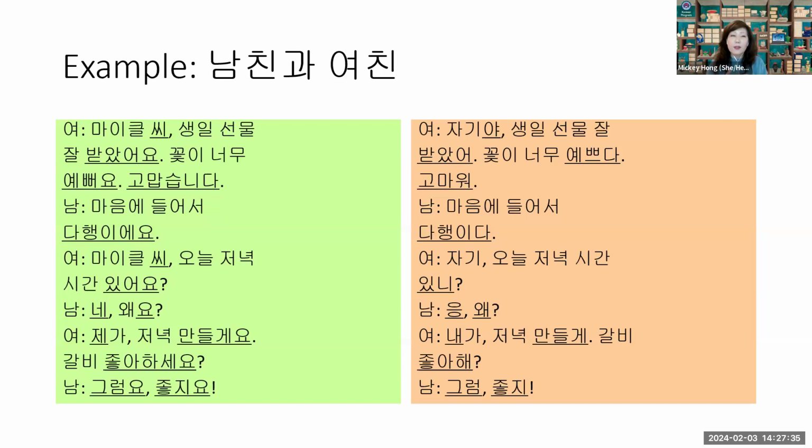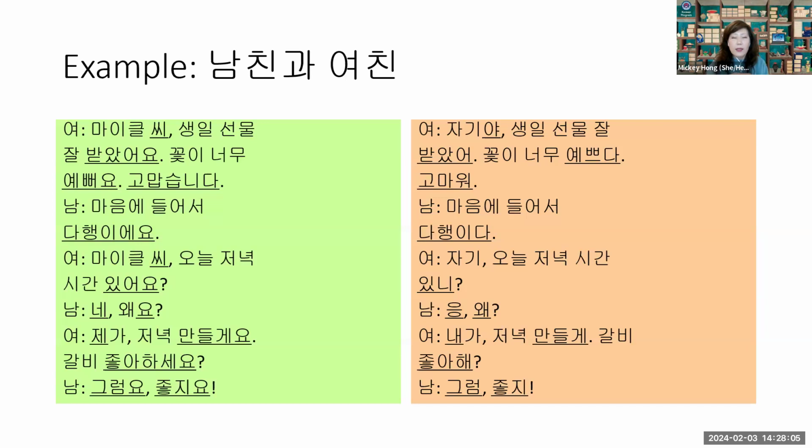생일 선물 잘 받았어. So the yo is dropped. You're mixing. She could have very well said 꽃이 너무 예뻐. Okay, but she says 예쁘다, mixing either the 다 or without the yo ending. 고마워. See, she just drops the yo. Okay, and 마음에 들어서 다행이다. 마음에 들어서 다행이야 could work well too.